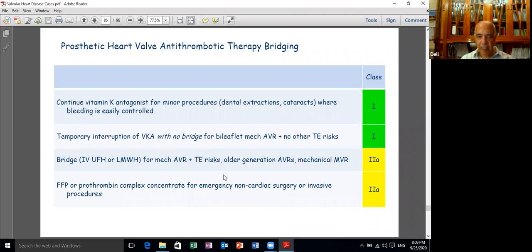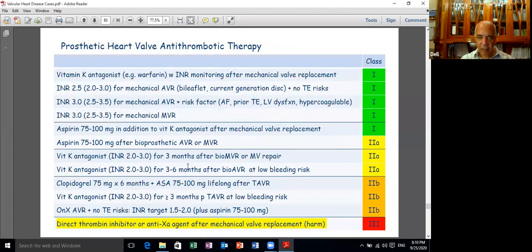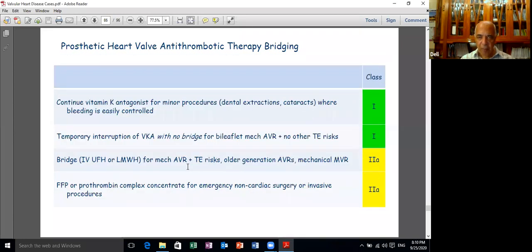So this complicated procedure mandated that we do not bridge except under one exceptional circumstance, and that's the presence of a mechanical aortic valve replacement with risk factors for thromboembolism, or a mechanical mitral valve replacement. For patients undergoing minor procedures like dental extraction and cataract, continue vitamin K antagonists without bridging.